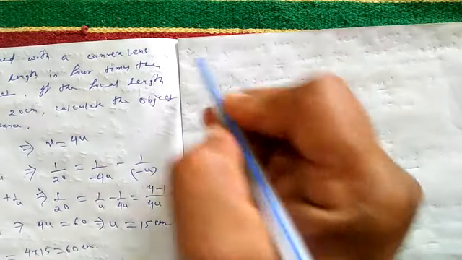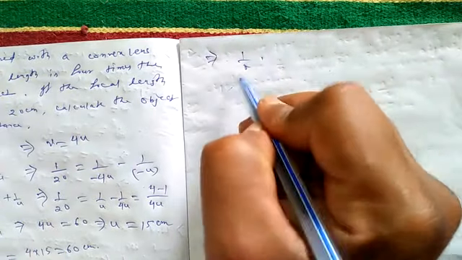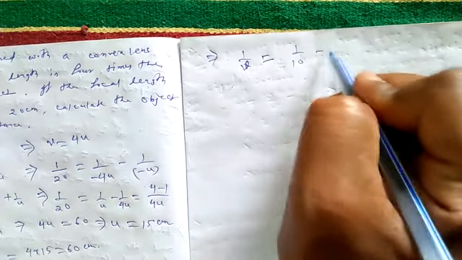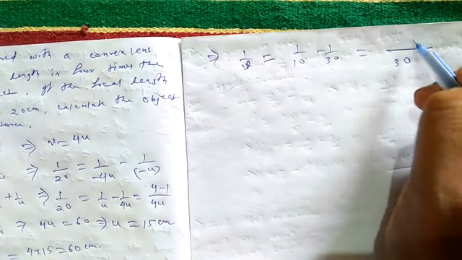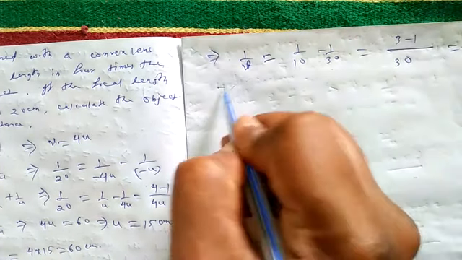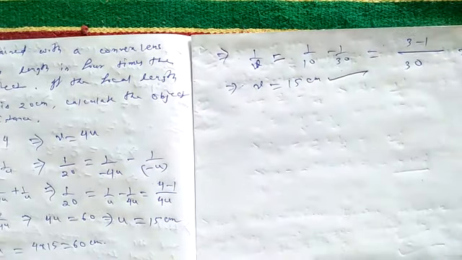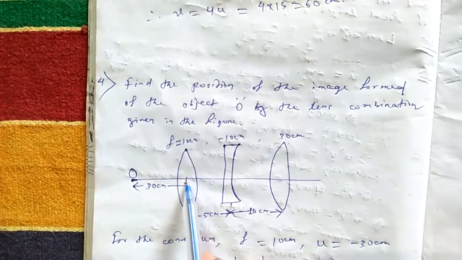which implies 1 by V is equal to 1 by 10 minus 1 by 30. This is equal to (3 minus 1) by 30, which is 2 by 30. So we'll get V is equal to 15 centimeter. So for the first convex lens, V is equal to 15 centimeter.